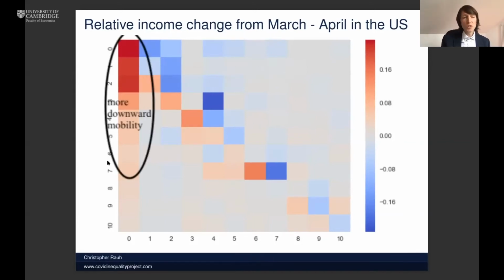Similarly, there's more downward mobility. So you can see that not only those with zero income have become more likely to stay at zero income, but also across the deciles, people now are likely to drop down to zero income. So basically, most of the movement is happening at the bottom. We see that people at the bottom have become less likely to move up the income ladder, and people have become more likely to fall down the income ladder and near the bottom.